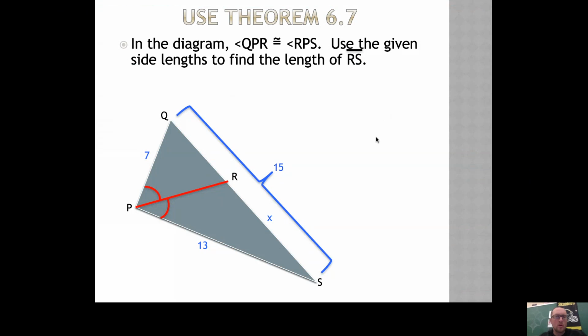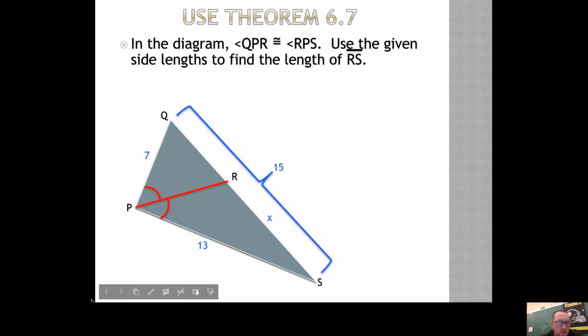This is the third part of our lesson on section 6.5. We're going to use theorem 6.7. In this diagram, angle QPR, that's this one, is congruent to angle RPS. That's this angle. Okay, so those two angles are congruent. Use the given side lengths to find the length of segment RS. So we want to figure out how long this is.